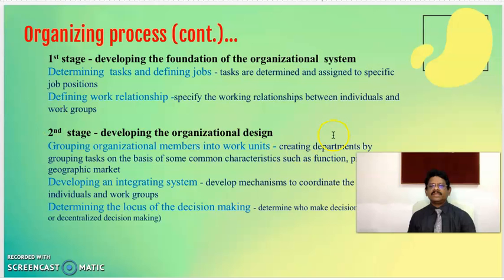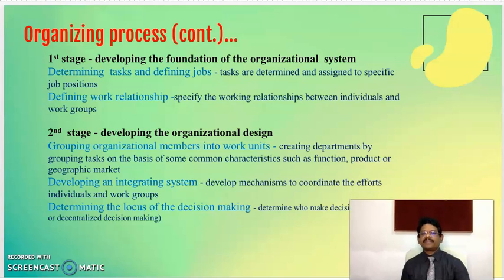Further, continuing the organizing process, the first step is developing the foundation of the organizational system, which I was mentioning as determining the tasks, defining the jobs, and defining the work relationships. That is specifying the working relationships between individuals and work groups, and how they are supposed to work with each other. Then, the relationship in the organization is related to the grouping of organizational members into work groups based on similarities. That is what we call departmentalization and department creation.